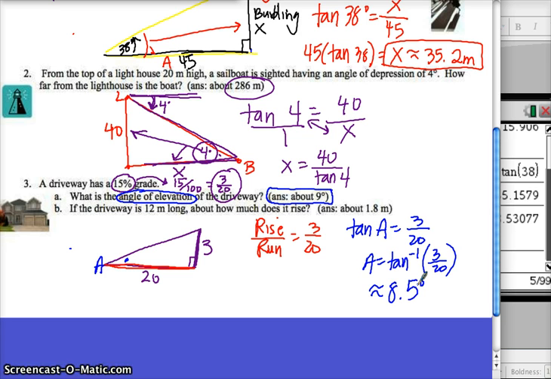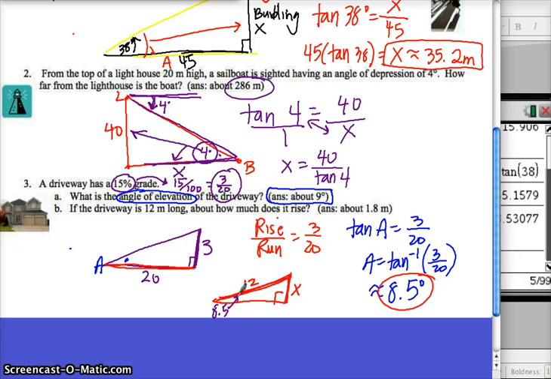Okay, then it says if the driveway is 12 meters long, about how much does it rise? So now this is changing our perspective. If our driveway is 12 meters long, so now that we know, I'm drawing another picture. The driveway is this portion here, right? That's this. So if the driveway is 12, what is its rise? Well, the rise is a vertical change. That's this over here. The angle doesn't change, so I could put in 8.5 degrees, or whatever you had over here on your calculator. Or maybe put in 9 degrees if you approximated to that.